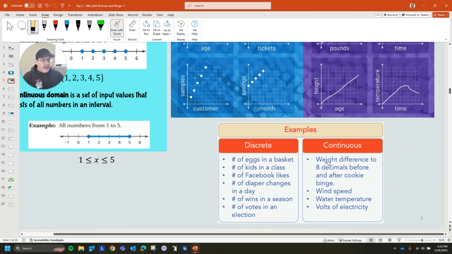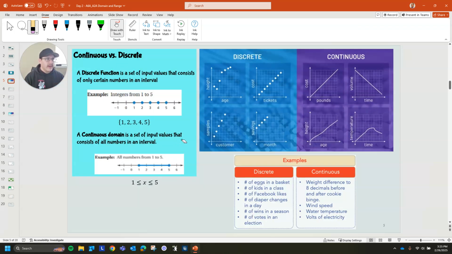Continuous. Examples of continuous: weight difference to 8 decimals before and after cookie binge. So depending on exactly how many cookies you eat, they all can vary depending on the amount. You could eat an ounce, you could eat half an ounce, you could eat 2 ounces, or 2 pounds 4 ounces, 4.5 ounces, and so on and so forth. The point is, there's a wide range of numbers in continuous. Wind speed, water temperature, volts, electricity, etc. So those are the differences between discrete and continuous.